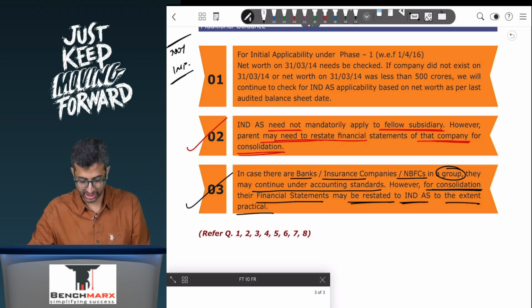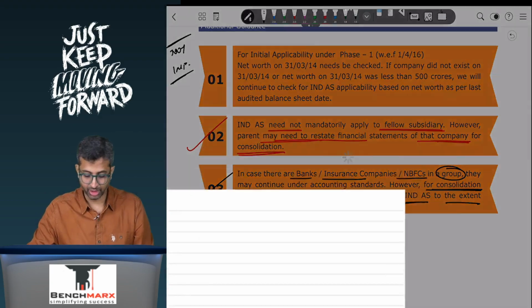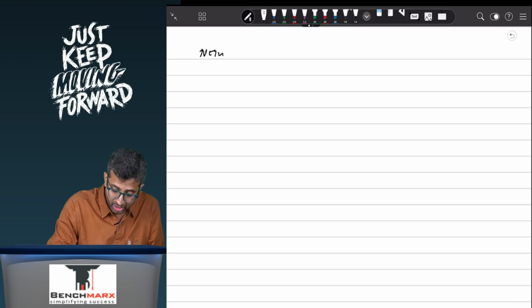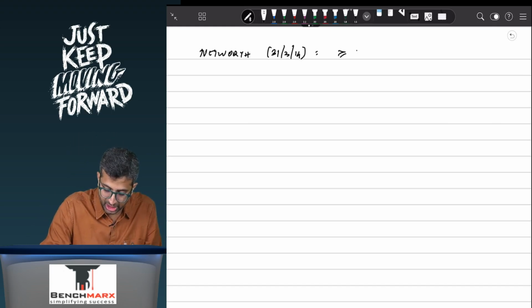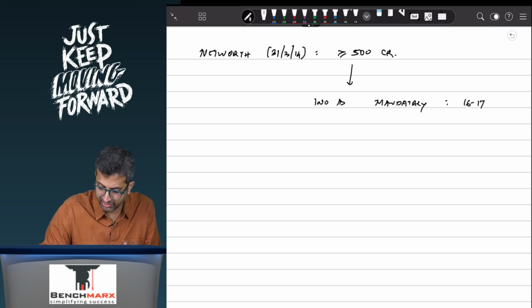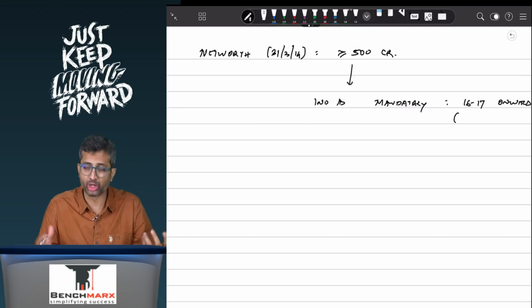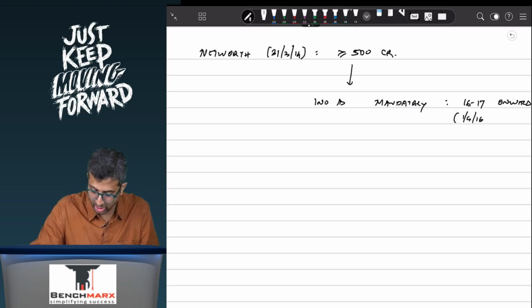So when the first phase came for the year 16-17, we were told that you have to look at the net worth, usually as per the last audited balance sheet date, but here you had to look at the net worth on 31st March 2014. Why? Well, if your net worth as on 31st March 2014 is greater than or equal to 500 crores, then for you, Ind AS will be mandatory from the year 16-17 onwards. So you will be given a fair bit of time, close to 2 odd years, for you to prepare for transitioning to Ind AS. That is from 1st April 16 onwards.